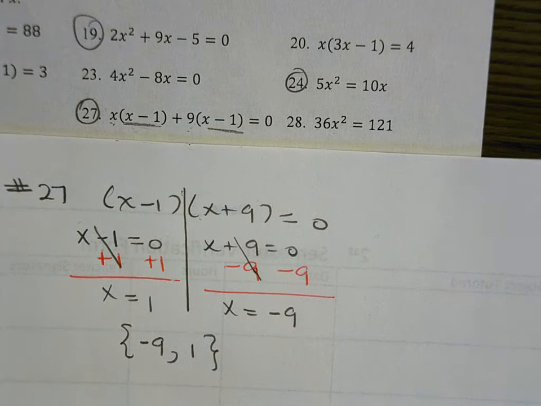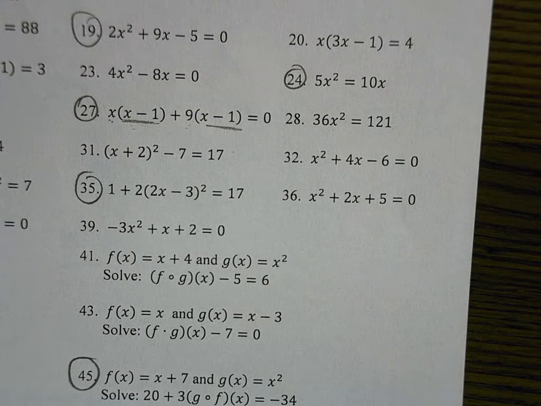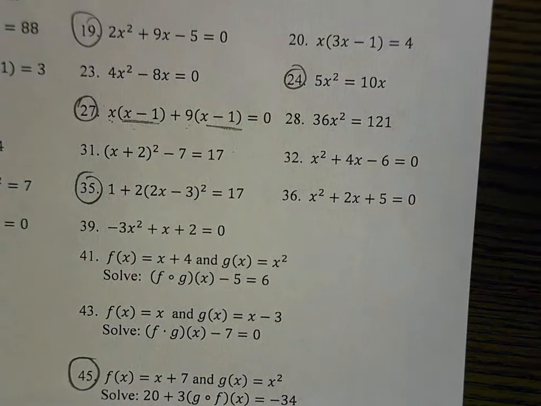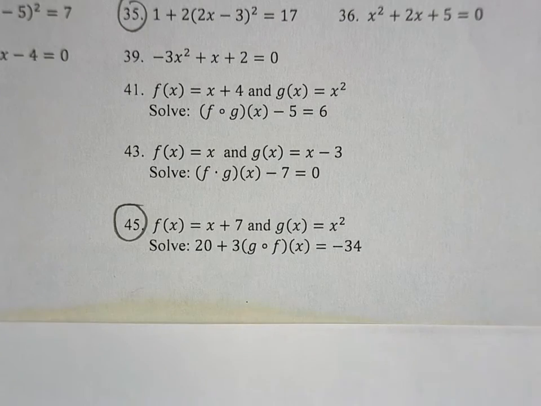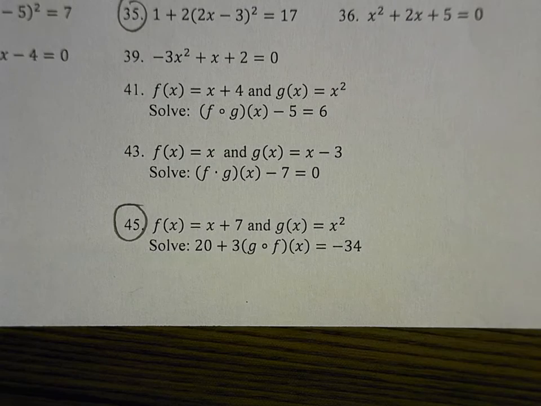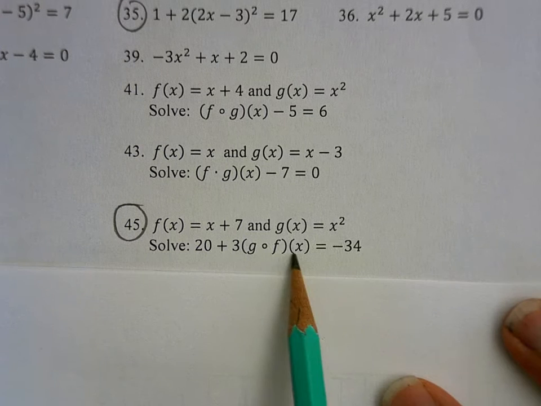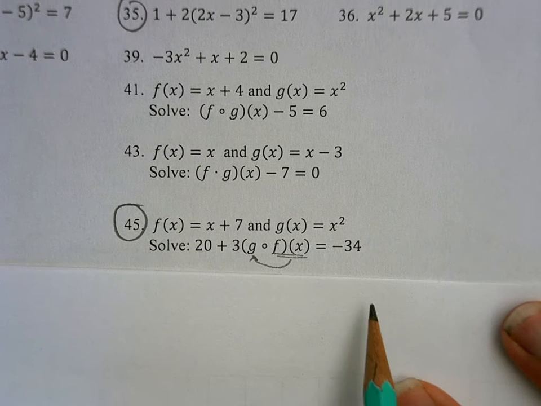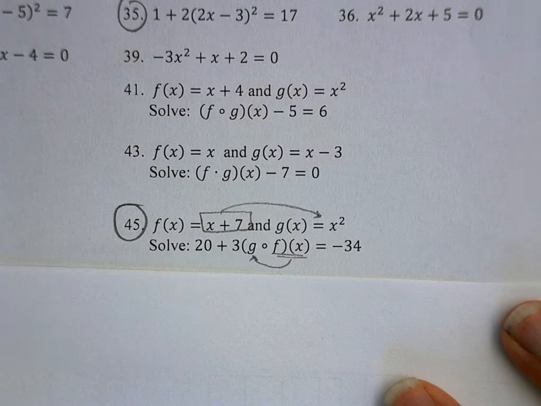Okay, so there's number 27. And then let's take a look at 45. So we're going to jump to 45 here. For question number 45, again, I'm solving for x still. This one is one of the composite function problems. Right here, I have f of x that I want to substitute in for g of x. So here is my f of x, and I want to substitute that into g of x.